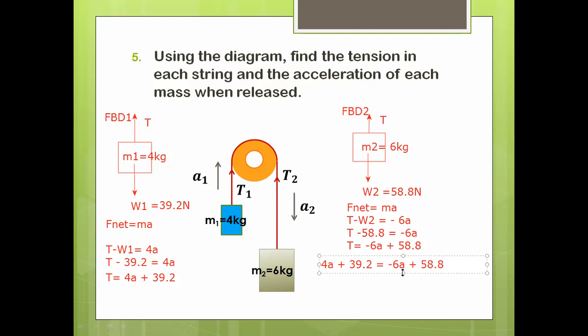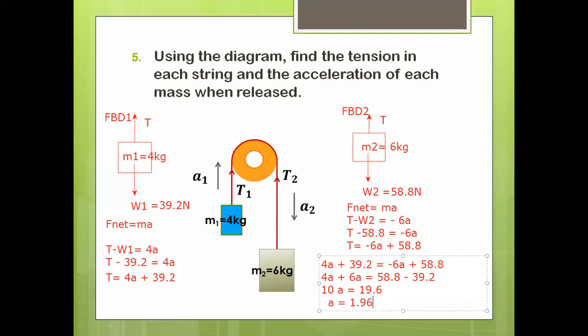Combining all A's together on the left side, you'll have 4A plus 6A is equal to 58.8 minus 39.2. Now combining all the A's together gives us 10A, whereas combining 58.8 with 39.2 gives us 19.6. Therefore, if you divide both sides by 10, then we'll see A to be equal to 19.6 divided by 10.